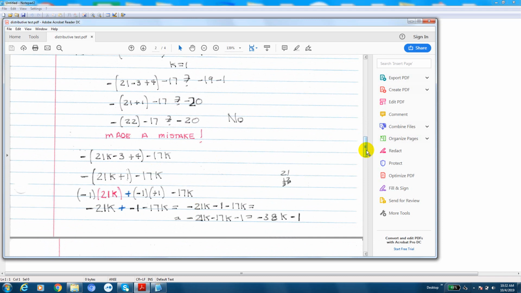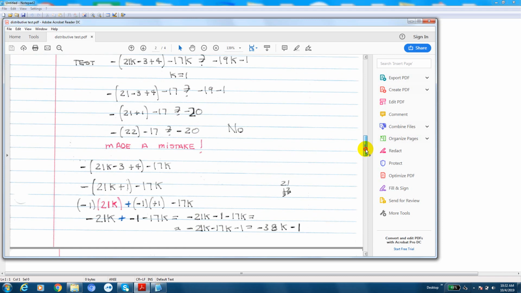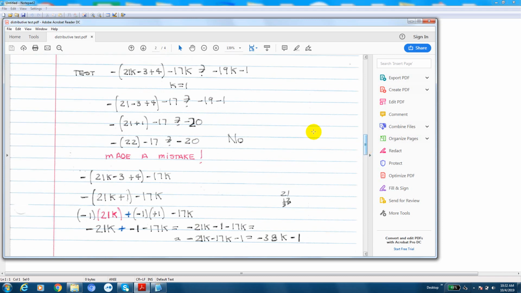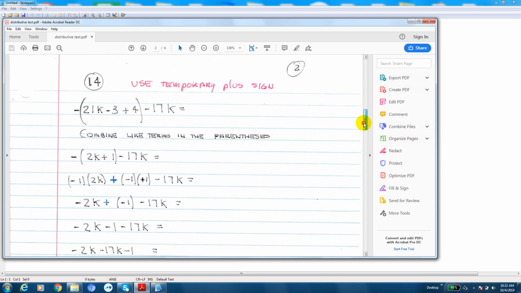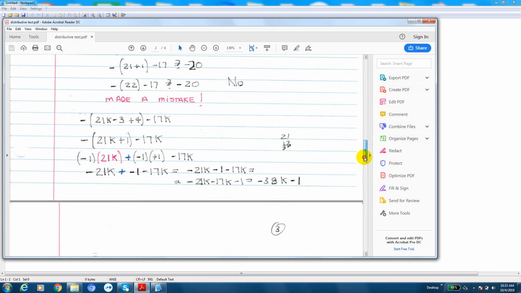But you could see how important it is. First of all, how easy it is to make a mistake, and second of all, if you have time to check, it's really great to check. You'll catch your mistakes in a second. But don't forget, the real reason for this video is to discuss the temporary plus sign. You put this temporary plus sign in, and then you remove it. Okay, next problem. That's the only mistake I made, thankfully.